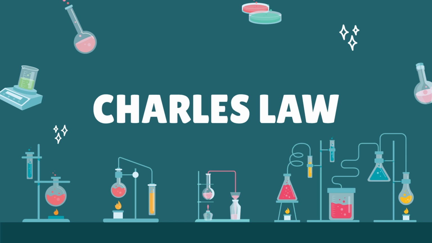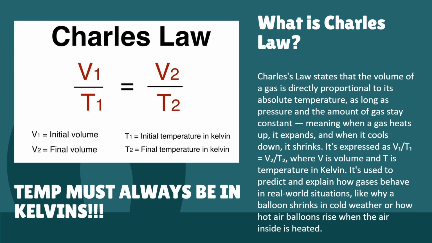Welcome to a new video, and today we're going to be talking about Charles' Law. So what is Charles' Law? Charles' Law states that the volume of a gas is directly proportional to its absolute temperature as long as pressure and the amount of gas stay constant, meaning when a gas heats up, it expands, and when it cools down, it shrinks. It is expressed as V1 over T1 equals V2 over T2.